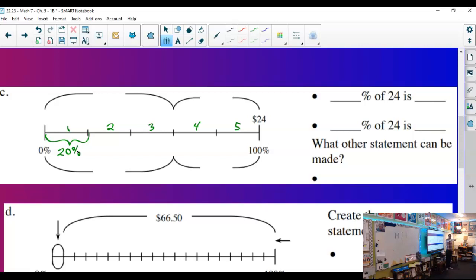Then, you want to keep going? You want to move on? Yeah, keep going. So what do we put here and why? 60%. Because it's 3 of them, right? And what percent do we put here? 40.